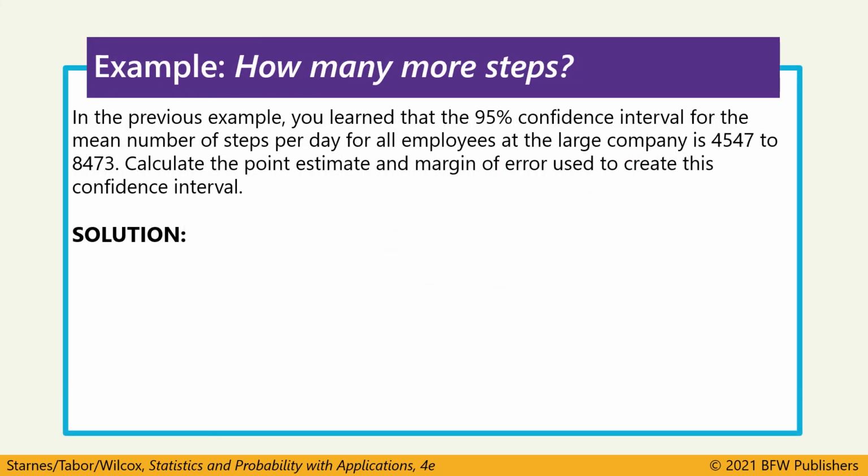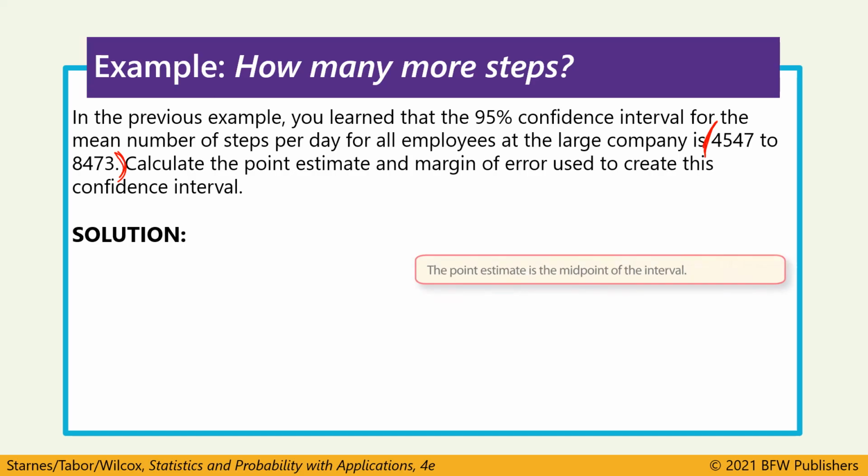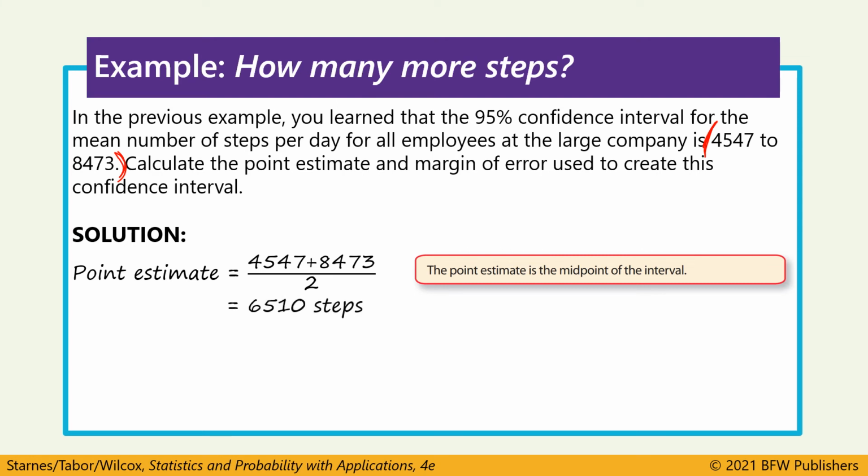So let's also tie in that second example about the true average number of steps taken by all employees at this company. We were given the confidence interval 4,547 to 8,473. We want to work backwards to find the point estimate and the margin of error. The point estimate is always exactly in the middle of those two numbers. So if we just add those two numbers together and cut it in half, we get the point estimate, which in this case would be the x-bar, or the average from our sample. So the 50 employees that wore these fitness trackers had an average of 6,510 steps.